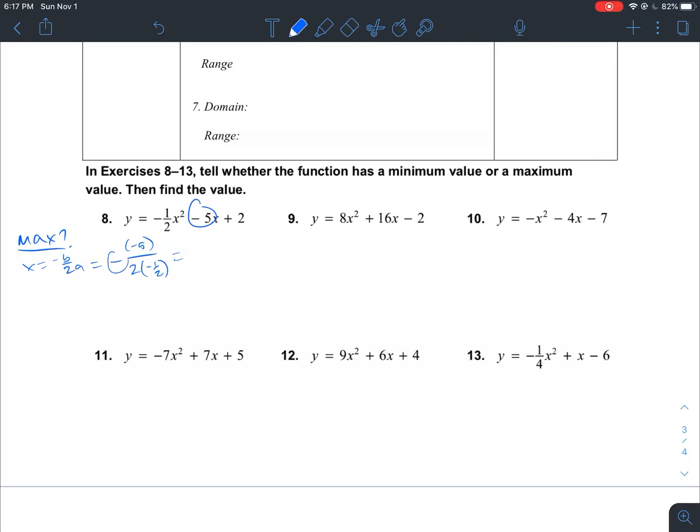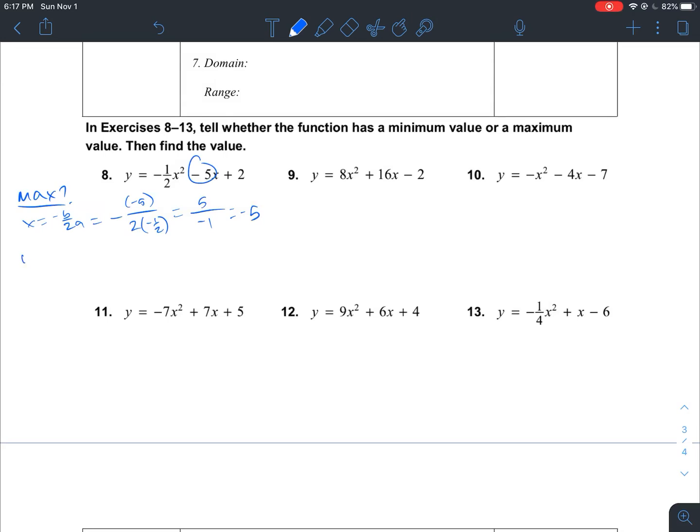negative and negative, that's going to be positive 5 over 2 times negative 1/2, which is negative 1, so that's equal to negative 5. So we know x is equal to negative 5 for the vertex, and now we can plug that into the function. So y is equal to negative 1 over 2 times negative 5 squared minus 5 times negative 5 plus 2. So that's equal to 5 squared is 25 divided by negative 1 over 2. That's negative 25 over 2 plus 25 plus 2.